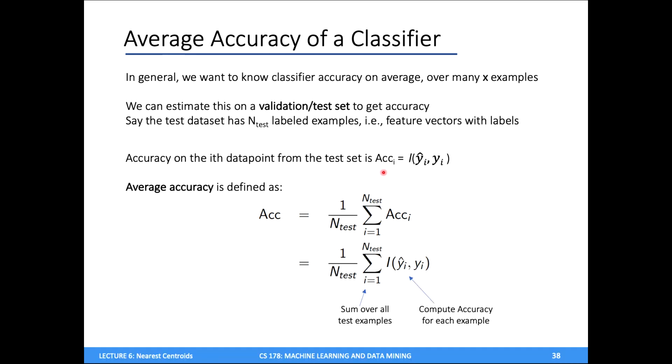The accuracy on the ith data point, i.e. whether or not the model predicted correctly on data point i, is just this indicator function comparing y hat i, the model's prediction on the ith data point, and the true label y sub i for the ith data point. The average accuracy, then, is we just sum up all of these individual accuracies and divide by the number of total testing points. So, in other words, all this is calculating is what proportion of my testing points did the model correctly classify.